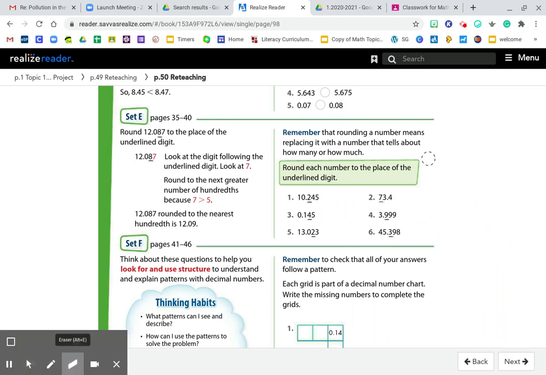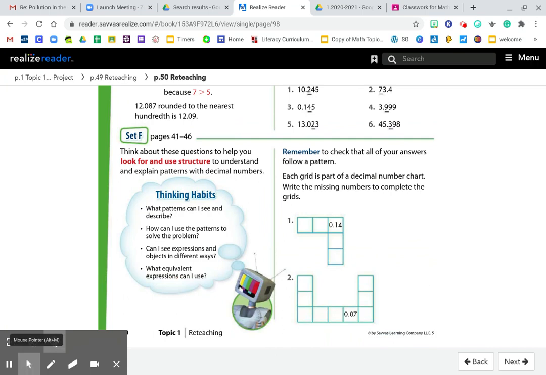And then the last thing we have on here, which I know some kids liked, some kids didn't, is we're looking at the grid and we're trying to look for some patterns here. So think about the questions to help you look for the answers, using structure to understand and explain numbers with decimal patterns. Each grid is part of a decimal number chart. So it would be part of a big, huge chart. Write the missing numbers to complete the grids.